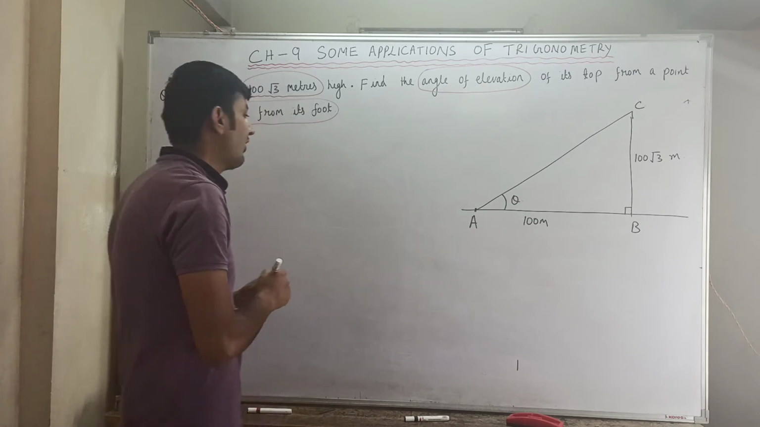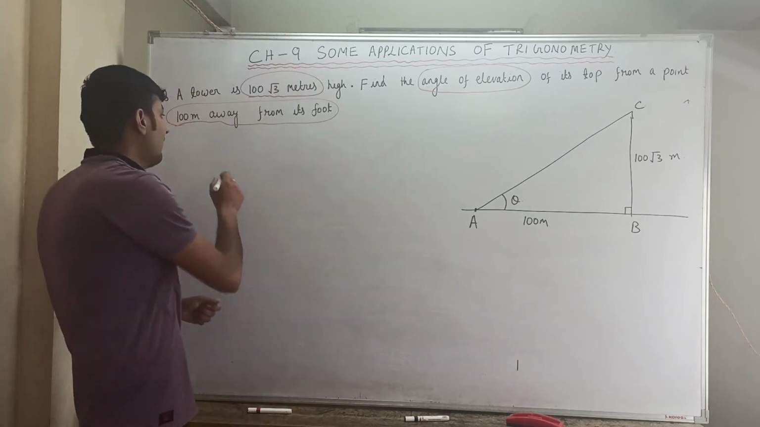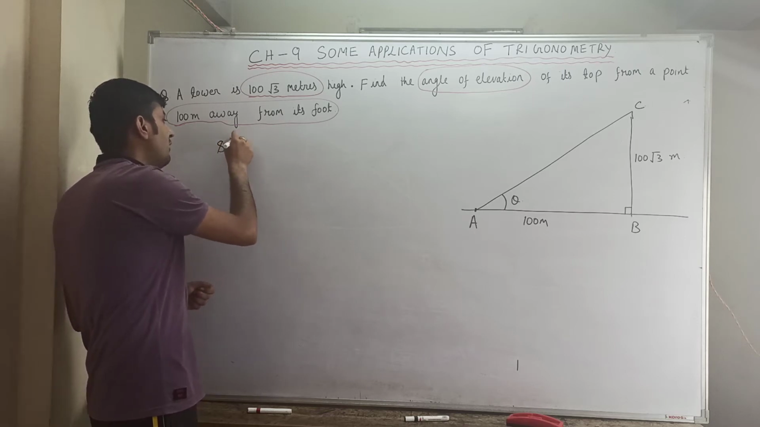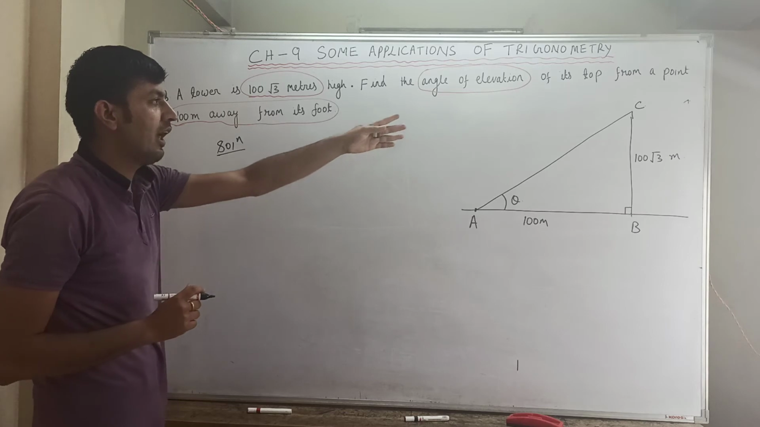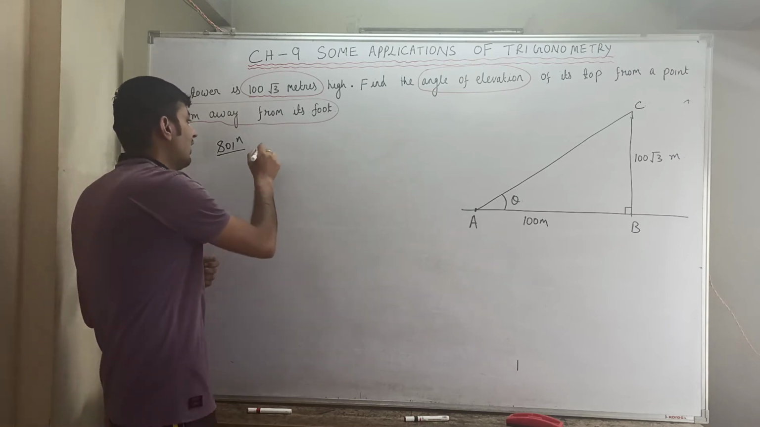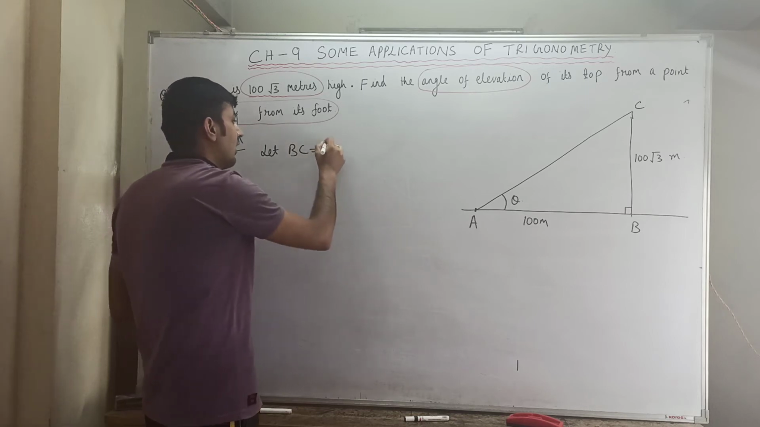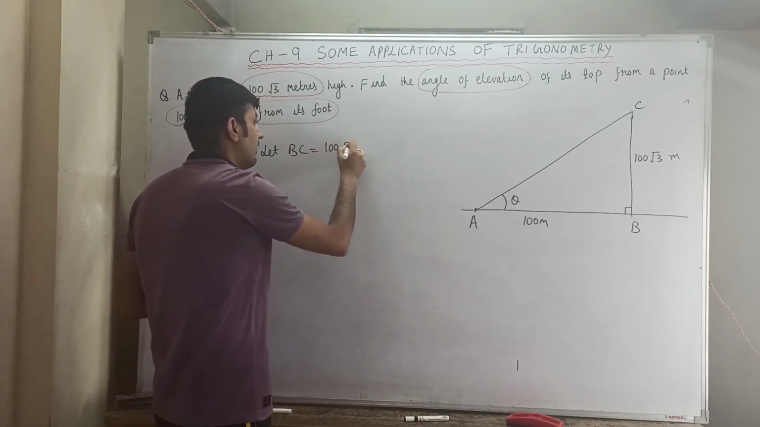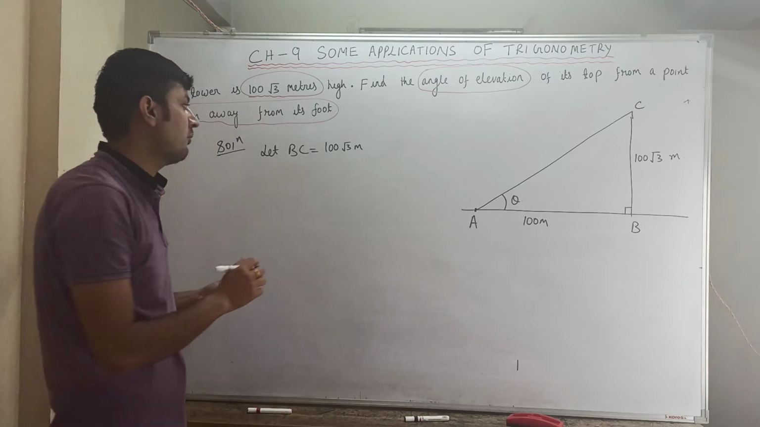Okay. So let us come to the solution. How to do the writing part? Let's see. Solution. You have to do a little bit of writing part out here. So you can just mention that BC is equal to how much? 100 root over 3 meter. Okay, BC is 100 root over 3 meter.